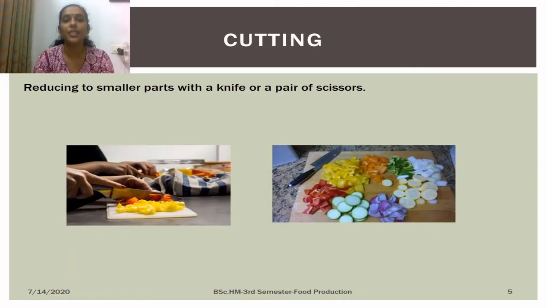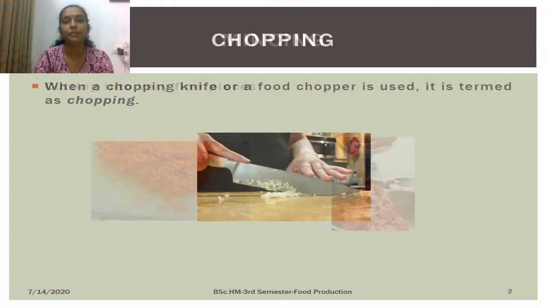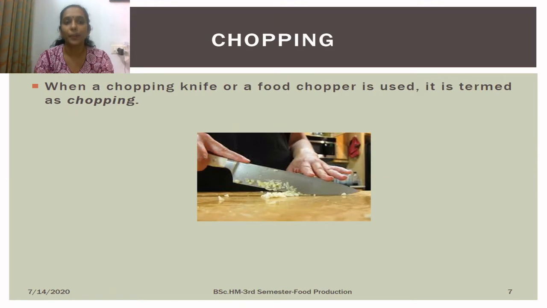Cutting, reducing to smaller parts with a knife or a pair of scissors, is addressed as cutting. Now mincing. Mincing is also a terminology referring to the cutting of vegetables, but here the vegetables are cut into very fine pieces. When meat is also done like this, it is addressed as minced meat. It is done with the help of a meat mincer. Chopping. When a chopping knife or a food processor is used, it is termed as chopping.